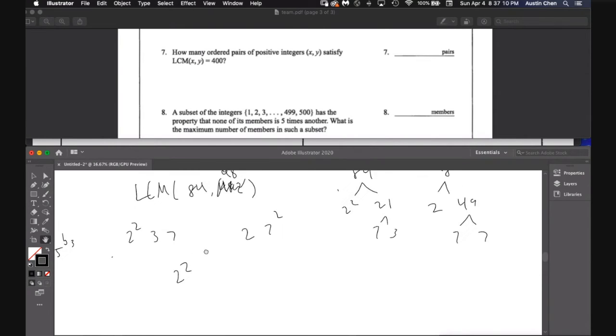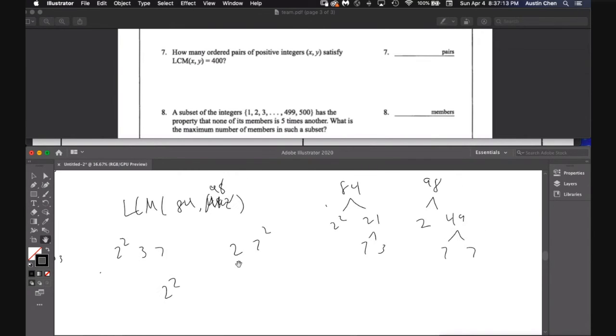And now we look at 3. Well, 84 has one 3, and 98, it's like there's a non-existent 3 here, right? It's like there's a 3 to the 0 here, but this is a 3 to the 1. And so 3 to the 1 is bigger than 3 to the 0, so we're just going to take 3 to the 1. Okay, and then 7 and 7 squared. Well, 7 squared is bigger than 7, so we're going to take 7 squared. So that's going to be our new LCM. Okay, so it's just like that.